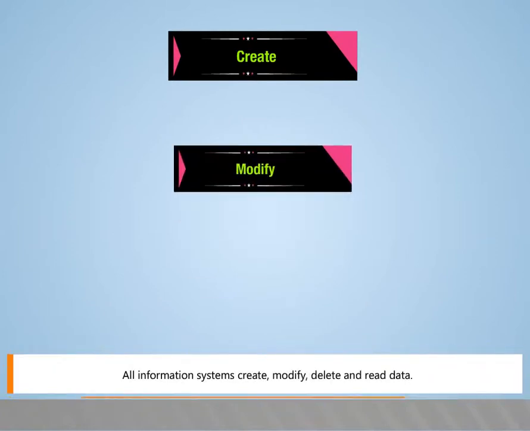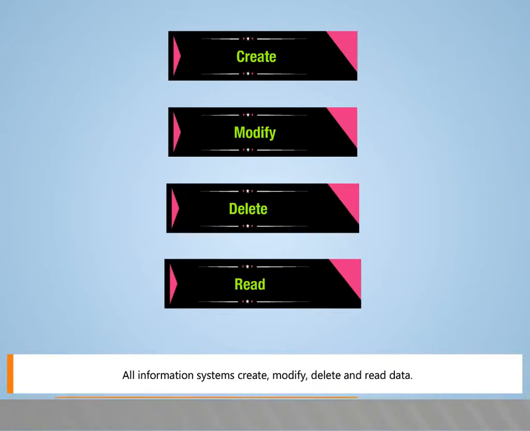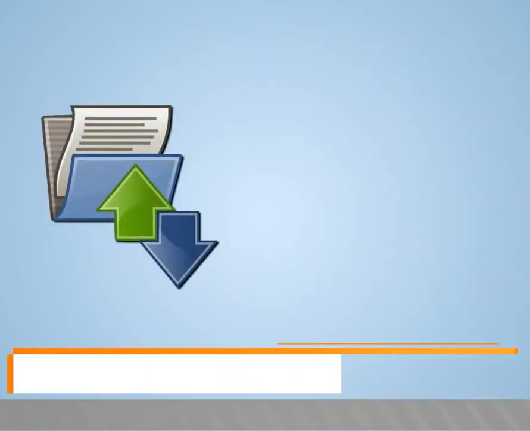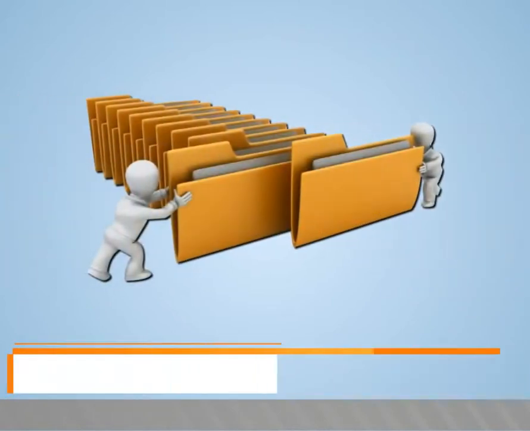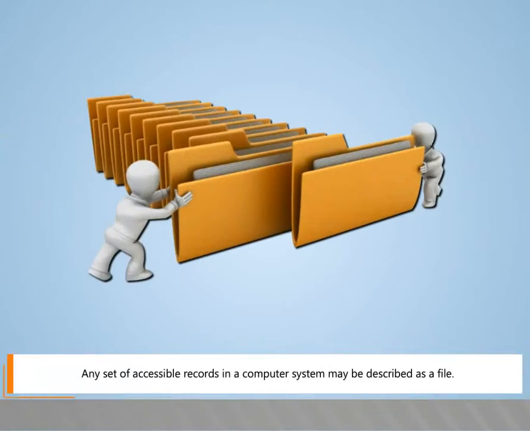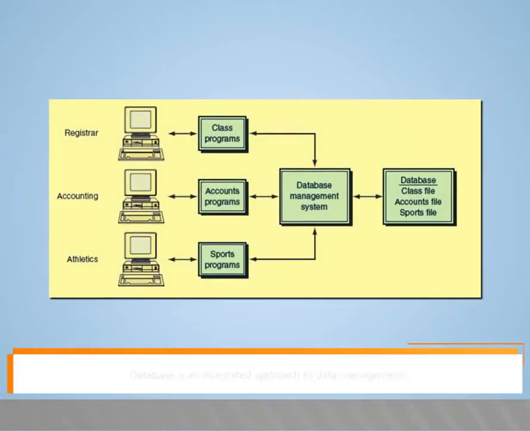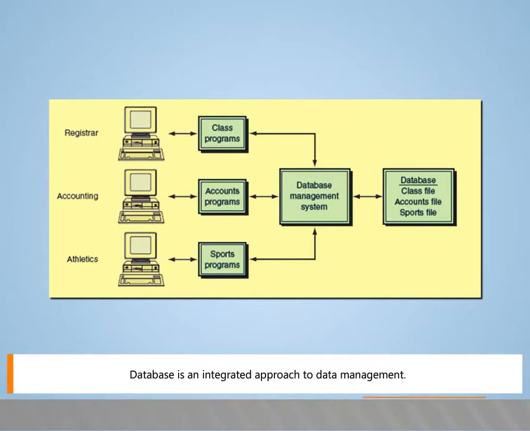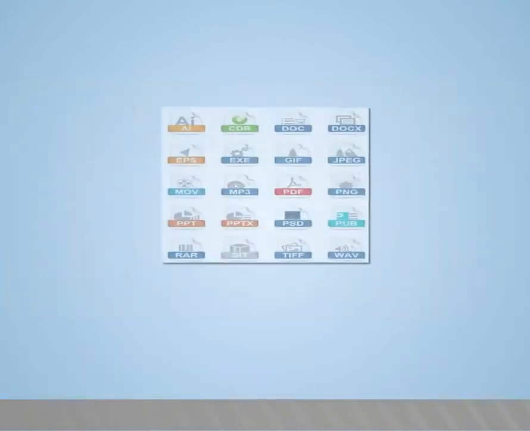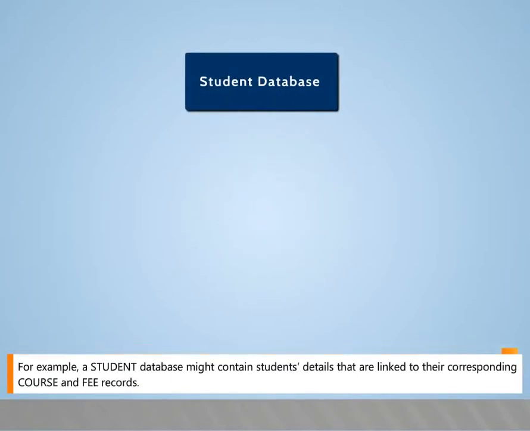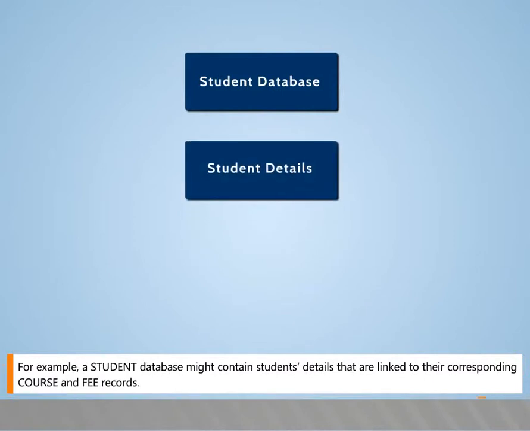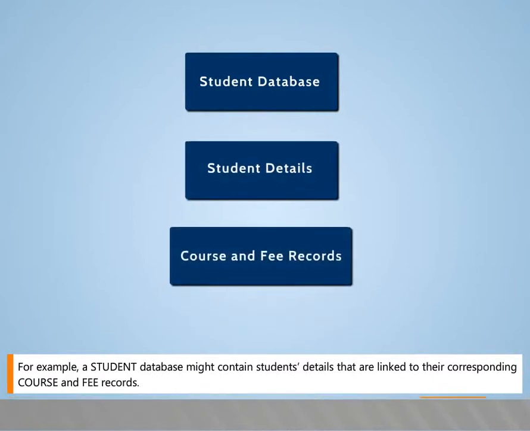All information systems create, modify, delete, and read data. This data is stored in files and databases. Any set of accessible records in a computer system may be described as a file. Database is an integrated approach to data management. It is basically a collection of interrelated files. For example, a student database might contain student details that are linked to their corresponding course and fee records.